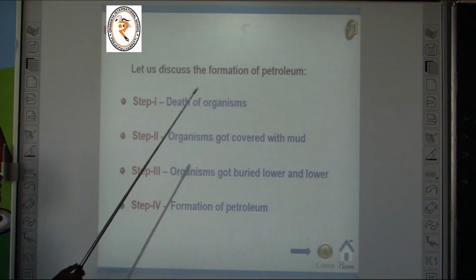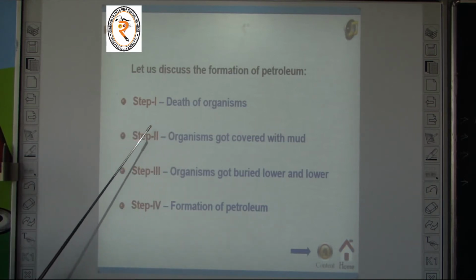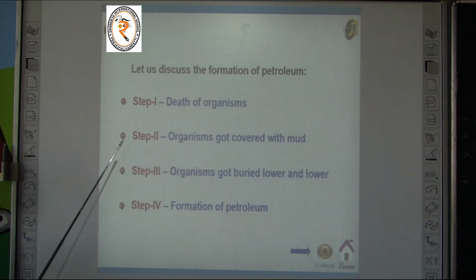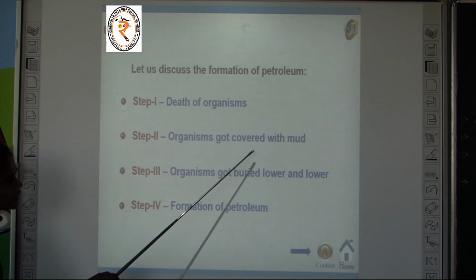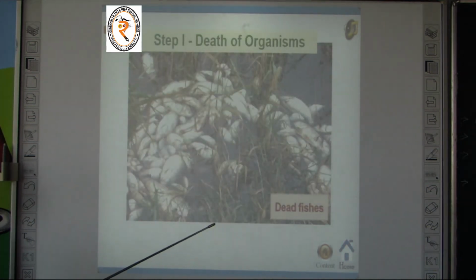Let us discuss the formation of petroleum. Step 1: death of organisms, that is, sea organisms. The organisms that live inside the sea are called sea organisms. Step 2: organisms got covered with mud. Step 3: organisms got buried lower and lower. Step 4: formation of petroleum. Due to the high temperature and pressure, the decomposed organisms are converted into petroleum products.